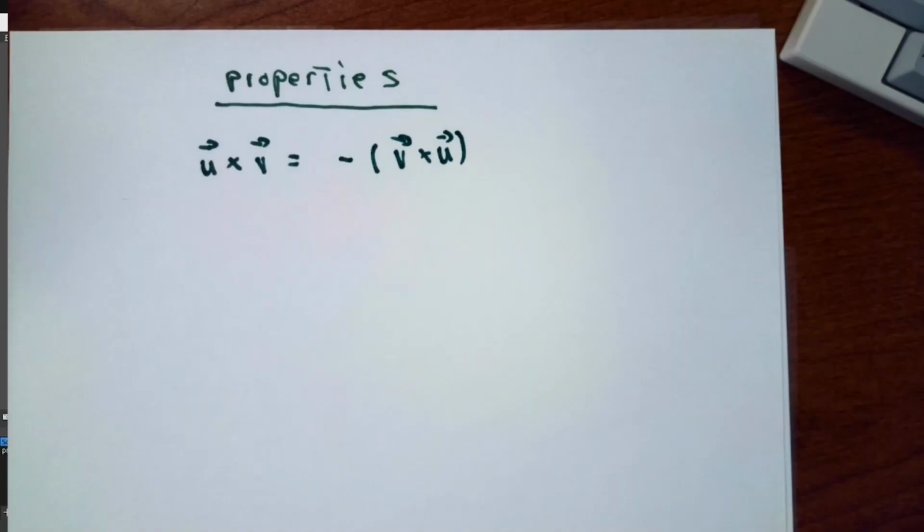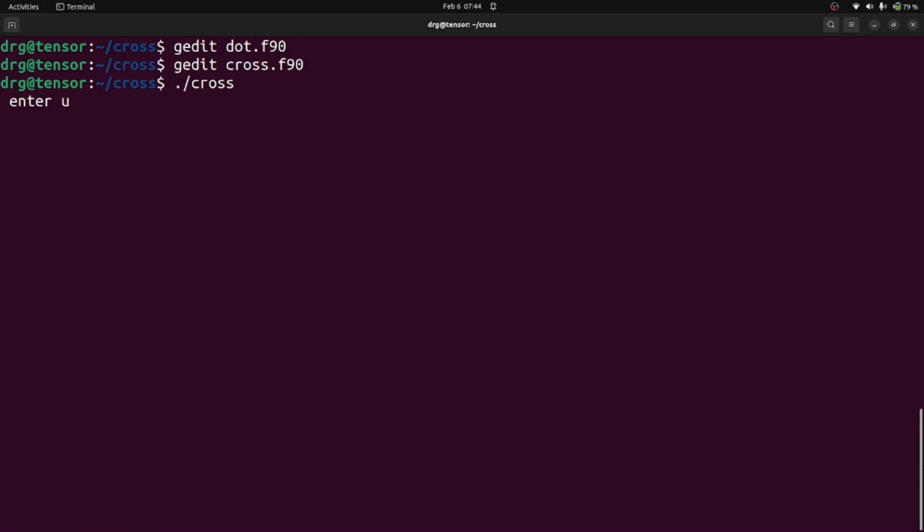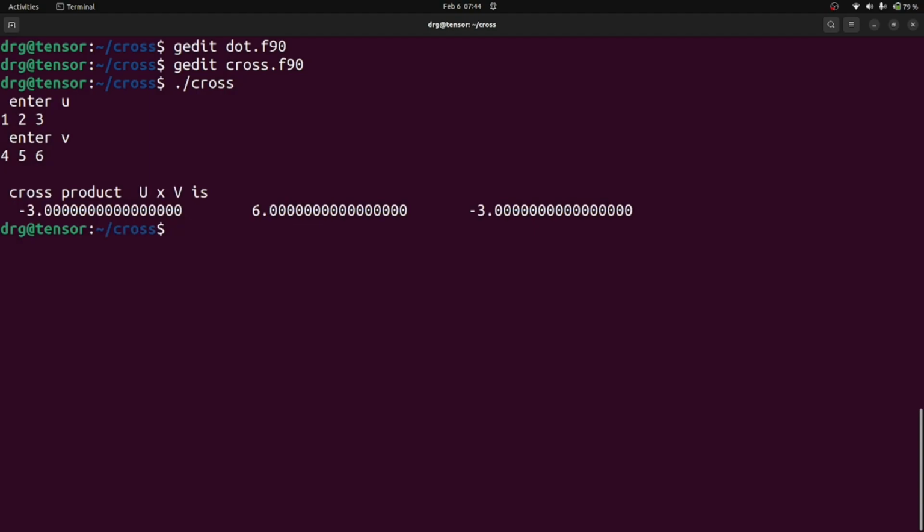The first property that I want to demonstrate is that u cross v is always the negative of v cross u. We'll look at several examples of this using my program, and then in the third video, we'll show logically that this is always going to be true. So if I take the vector 1, 2, 3 and the vector 4, 5, 6 and form the cross product, the components of the result are -3, 6, -3.